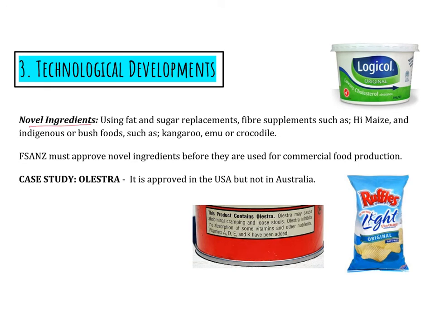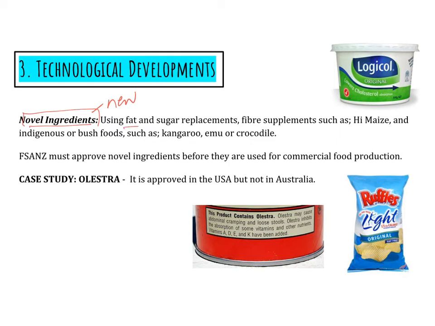Novel ingredients, we're going to go through this one in a lot of detail. So novel ingredients relates to new ingredients that have been developed through research and development. Organisations like the CSIRO are constantly conducting research on specific food ingredients that can be added to foods for a range of different purposes.